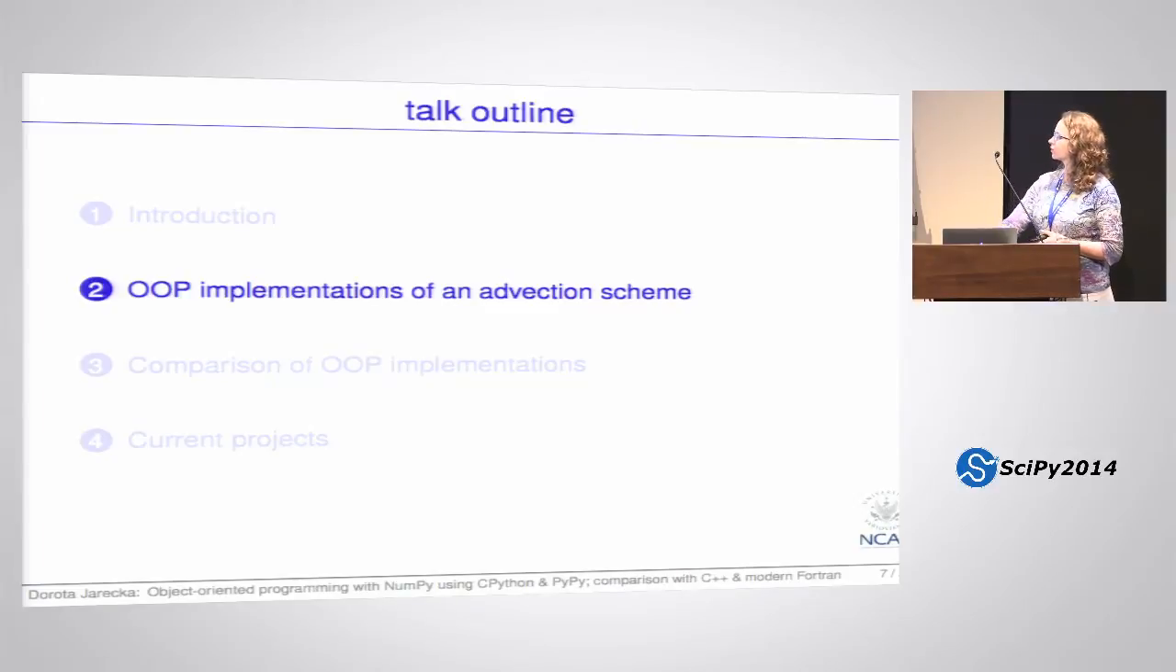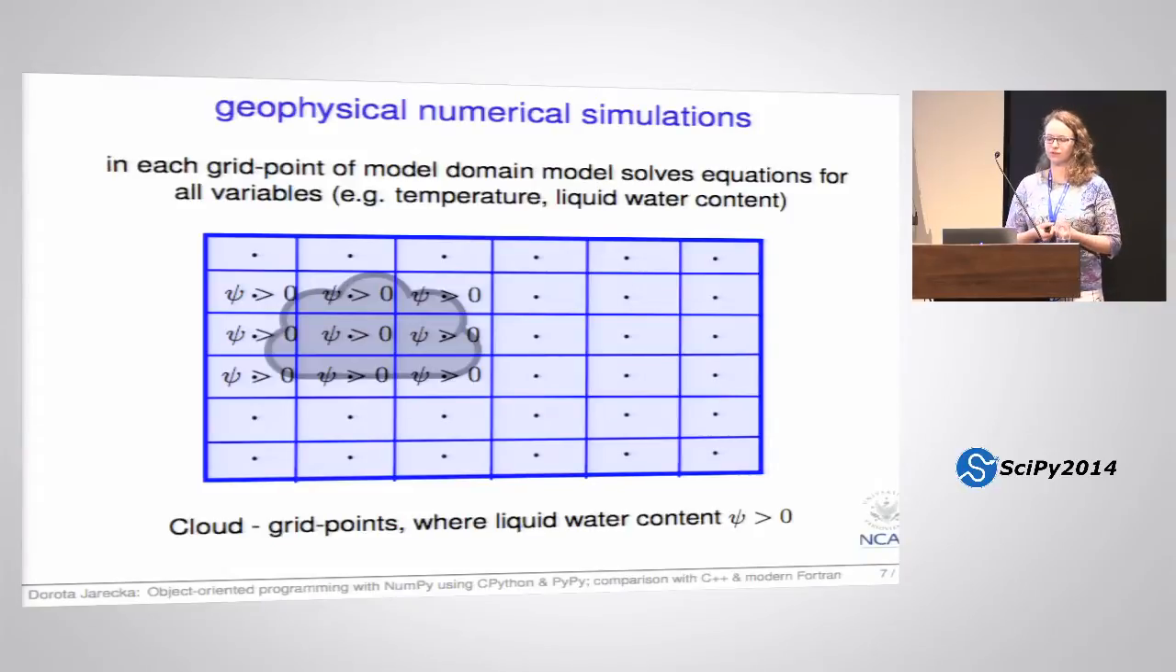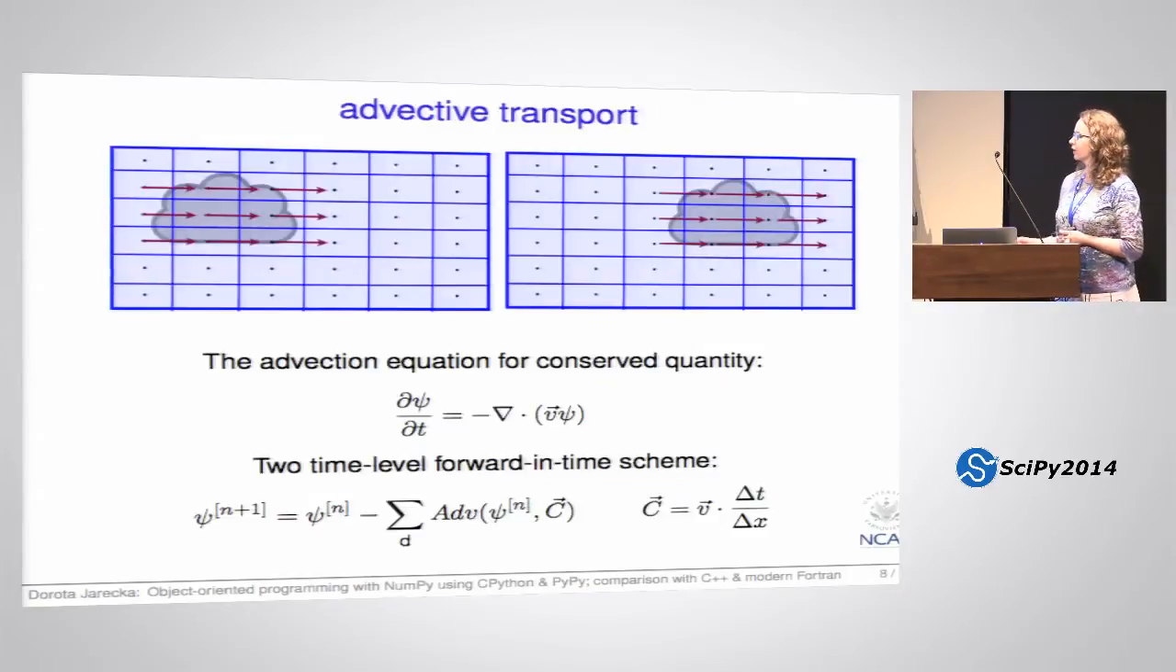Now I will talk more about the OOP implementation and the advection scheme. Since this is not a geoscientific group, I will just say a few words about numerical models. Basically, in physical numerical models, we calculate in each grid box all equations for all variables of the model. Of course, the performance depends on how big your domain is and how many variables you have. Advection is a very basic equation, a very basic physical process, that tells you that a cloud is moving from one place to another with the flow.